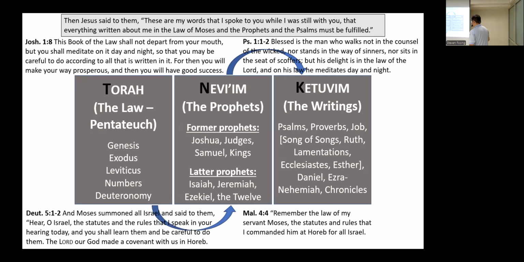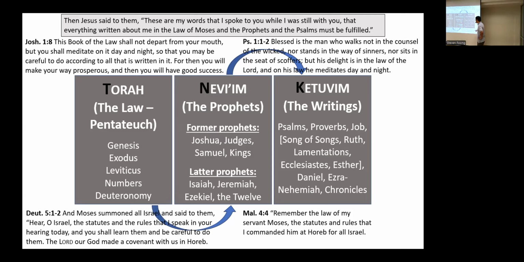All right. Here's another evidence. This is Deuteronomy chapter 5, verse 1. This is the last book of the Torah. Chapter 5, quite in the beginning. And Moses summoned all Israel and said to them, "Hear, O Israel, the statutes and the rules that I speak in your hearing today, and you shall learn them and be careful to do them. The Lord our God made a covenant with us in Horeb." All right? So that is Deuteronomy chapter 5.